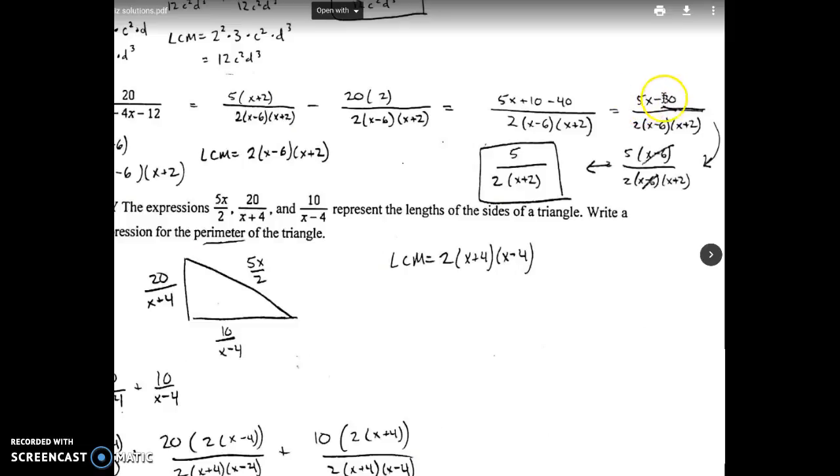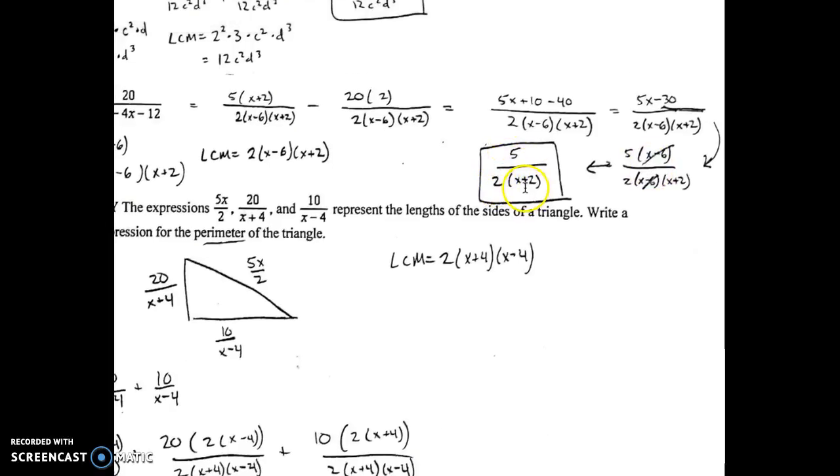So I see on the top 5x minus 30, I can factor a 5 out, and that's going to leave me with x minus 6. And then I have an x minus 6 on the top and bottom that I can cancel out. And my final answer is 5 over 2 times x plus 2.